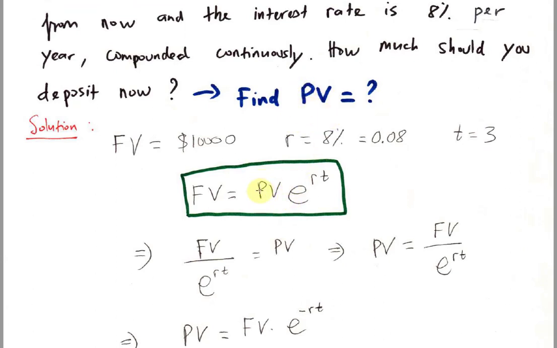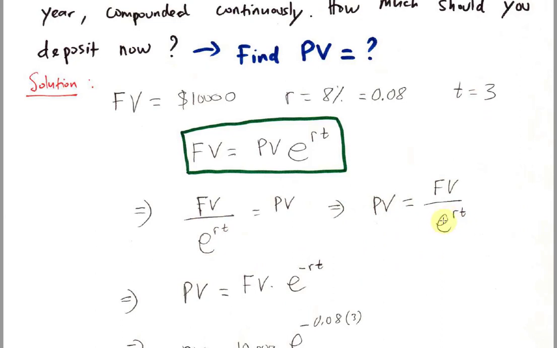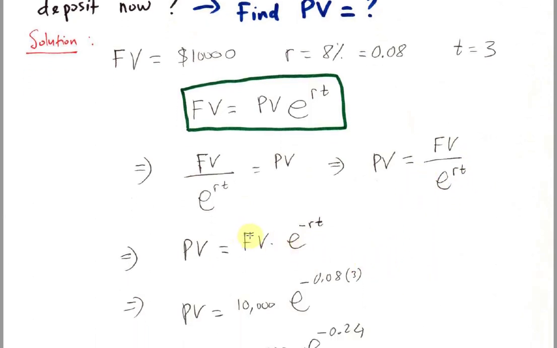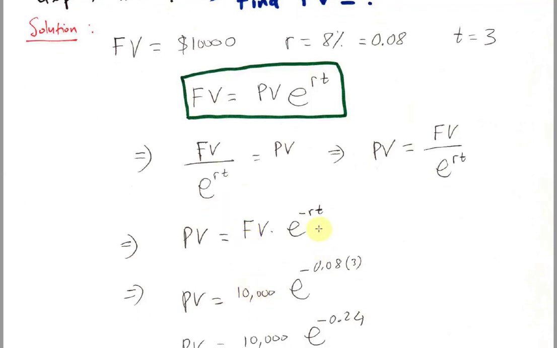And now we are just looking for the present value, PV. So to find the present value, we divide both sides by the term e to the RT. And PV is equal to FV divided by e to the RT. And you can bring e to the RT to the numerator, all you do now is change the sign to the minus. This is the exponential rule. And now we have everything. We have future value $10,000, we have the rate 0.08, and we have T to be 3 years.